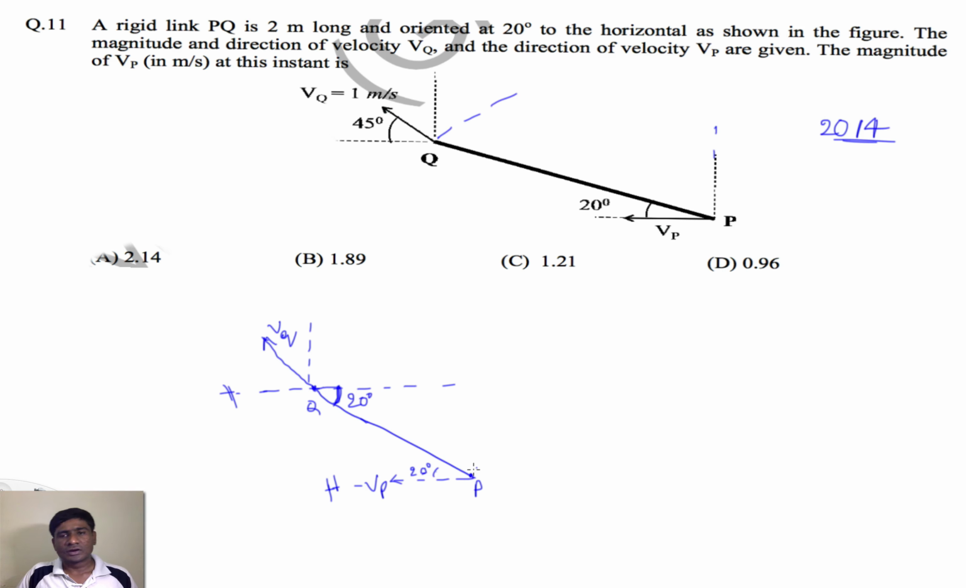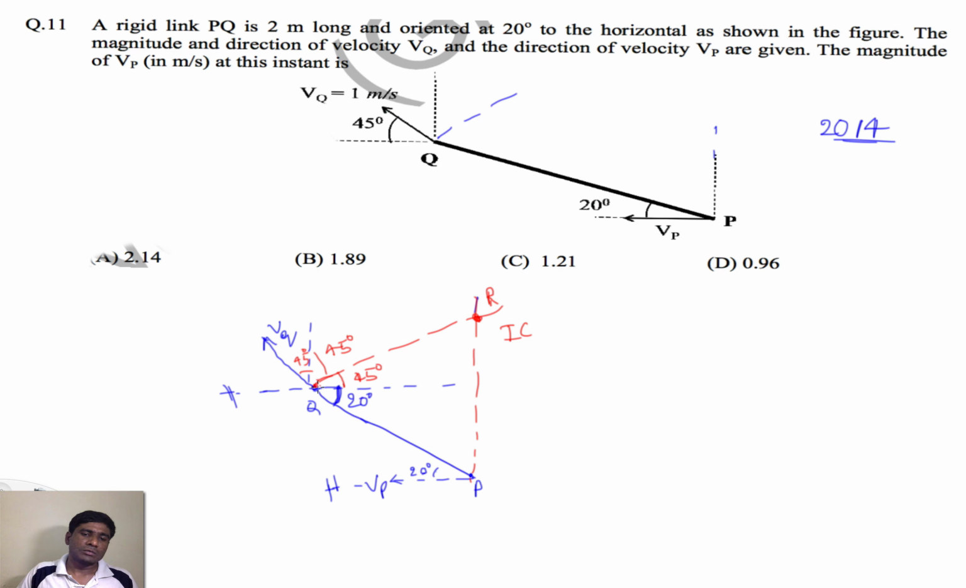So what is the instantaneous center? That is the intersection of the perpendiculars drawn to the two velocity vectors. One velocity vector is VP, and this is the perpendicular to it. Another velocity vector is VQ. What is its perpendicular? This is 45 degrees, and this will make a perpendicular. Why? Because this is already 45 and this is already 45. So this is 90, and this angle is 45 degrees. So this is the instantaneous center of the link PQ. Let me call this point R.